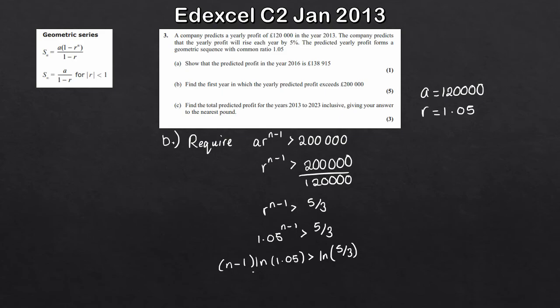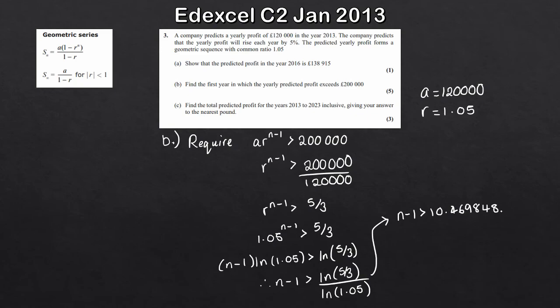Now, we just want n minus 1. So in this stage here, just divide through by this ln 1.05. So n minus 1 is larger than ln 5 over 3 divided by ln 1.05. And here, we don't need to flip the inequality because ln 1.05 is larger than 0. So it's not negative, it's positive this time around. I'm running out of room, but hopefully you can still see. So at this stage here, what we get is that n minus 1 is larger than 10.469, and so on.